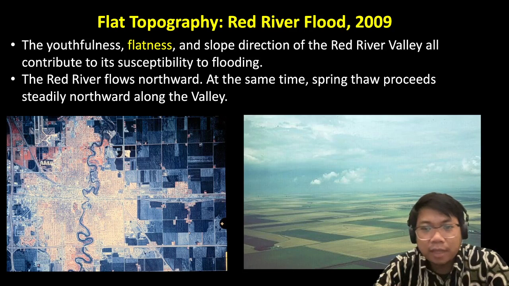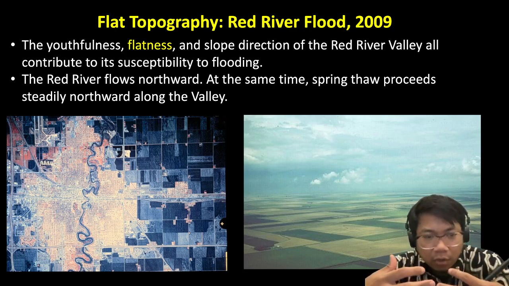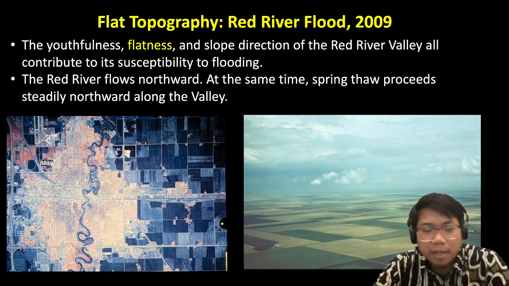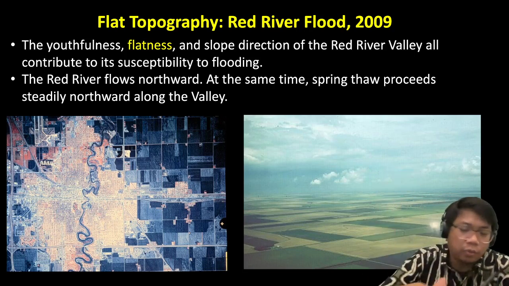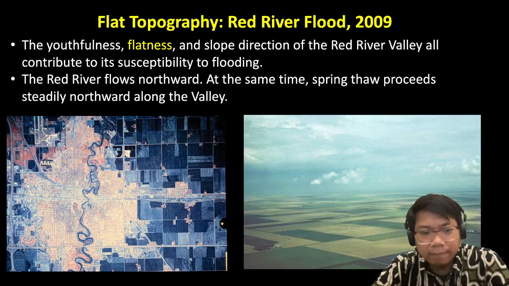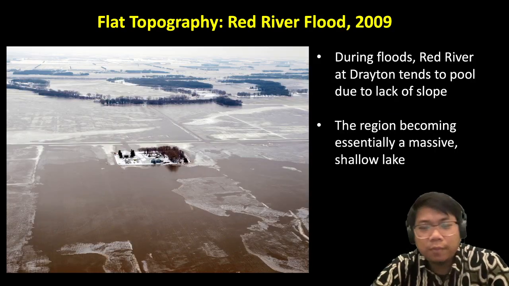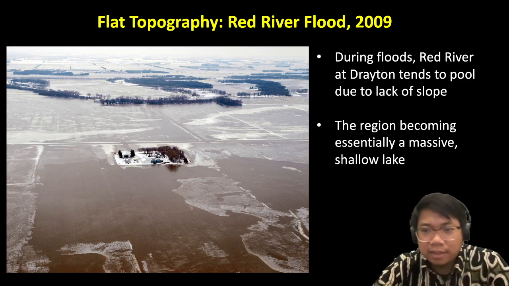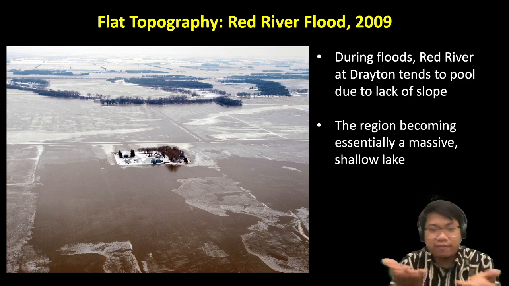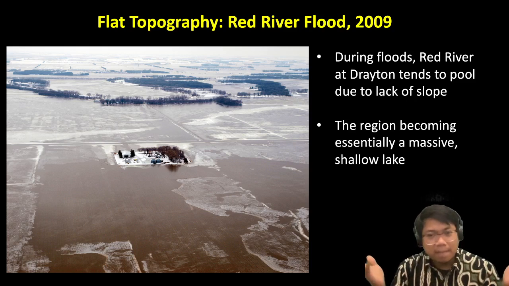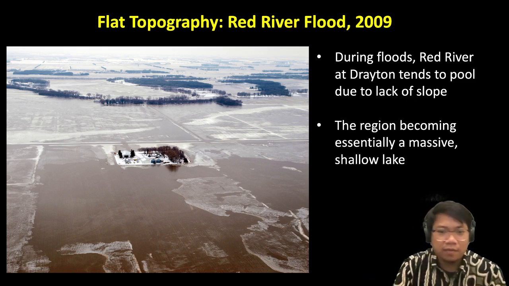At the same time, it happened during the spring. So the spring thaw proceeds steadily northward along the valley. In the southern part of the river, spring happens and the snow started to melt. But remember that as we go to the northern part, the weather is still a bit cold. So during floods, the Red River at Drayton tends to pool due to lack of slope, because of the flat topography in that region. So essentially, the region becomes a massive shallow lake, as you can see in this picture.